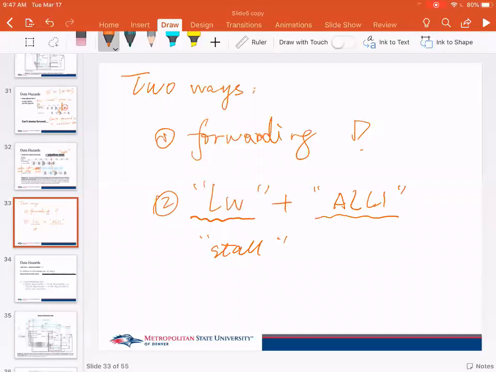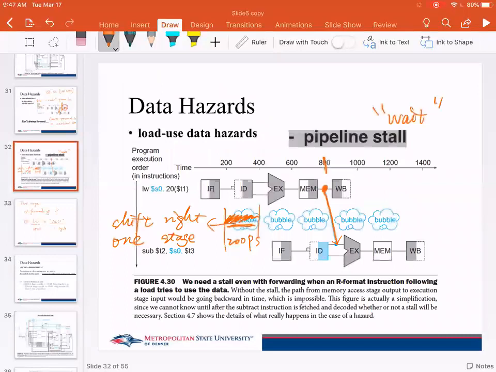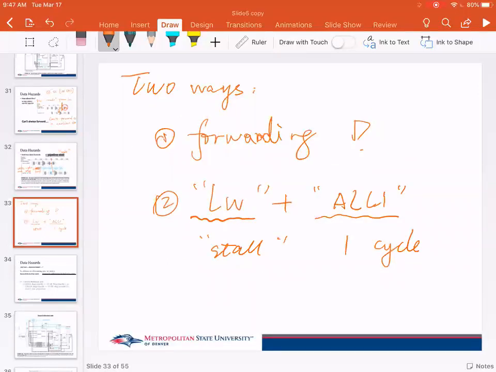So we have to stall one clock cycle of the pipeline to solve this problem, right? When you stall one clock cycle, you are still doing forwarding. But we have to stall one clock cycle.